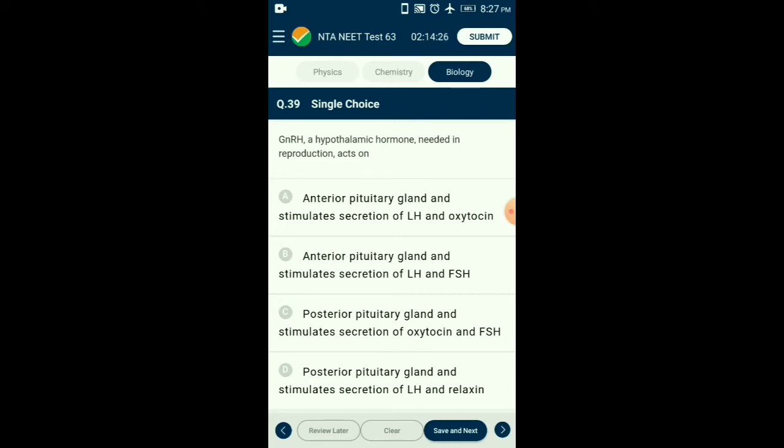Gonadotropin releasing hormone is a tropic, that is a peptide hormone synthesized and released from gonadotropin releasing hormone neurons within the hypothalamus. So the answer is option B. Anterior pituitary gland and stimulates secretion of luteinizing hormone and follicle stimulating hormone.